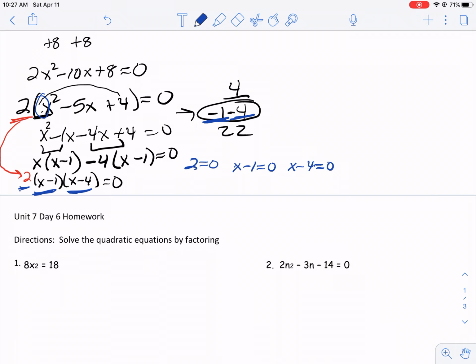2 equals 0. There's no variable to solve for there. And a 2 never equals a 0. So we cross that off. That's what we call an extraneous root. When you get into Algebra 2, you'll learn a little bit more about that extraneous root. All right, so this one we're going to solve. We get x equals 1, and this one we get x equals 4. And there's the 2 roots for our equation.